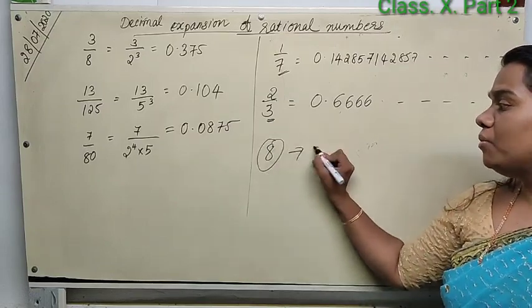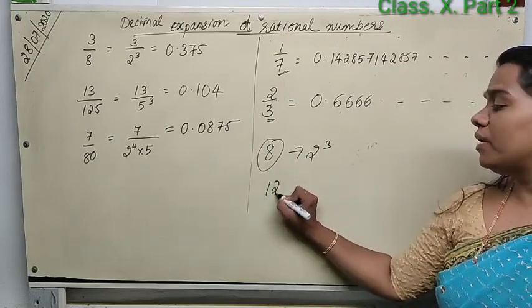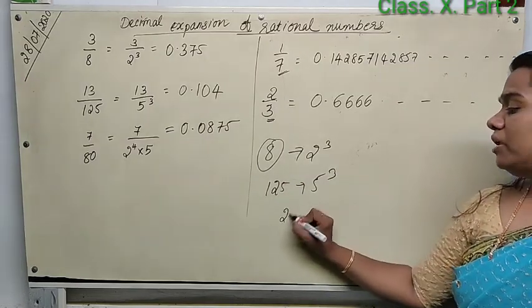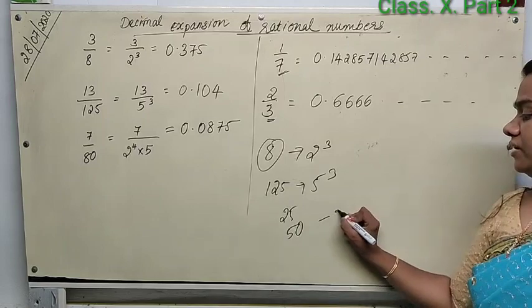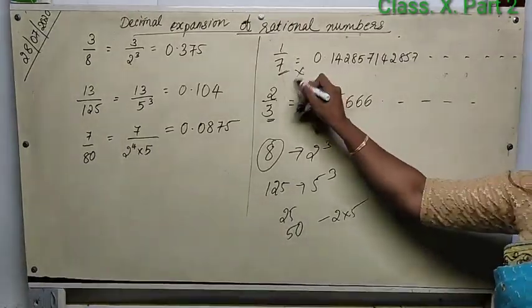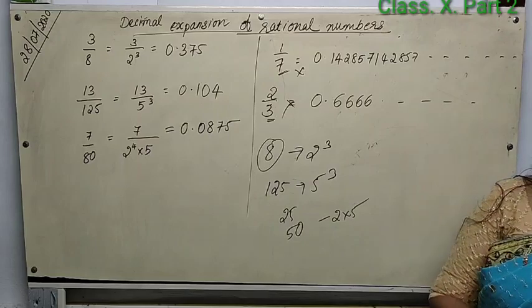It is in the form 2 raised to n. If it is 125, that is 5 cubed, or 25 or 50, that is 2 into 5, such cases only terminate. These other cases will not terminate.